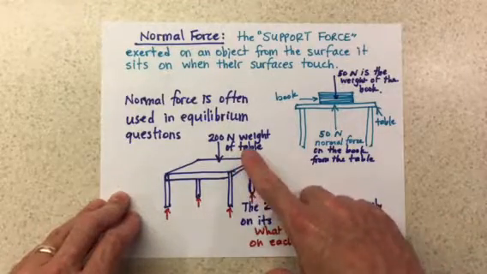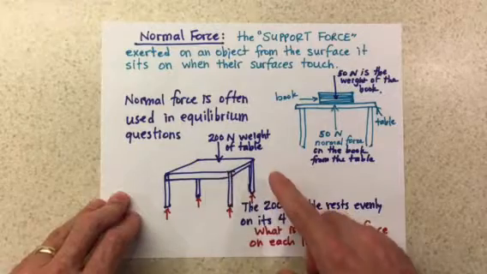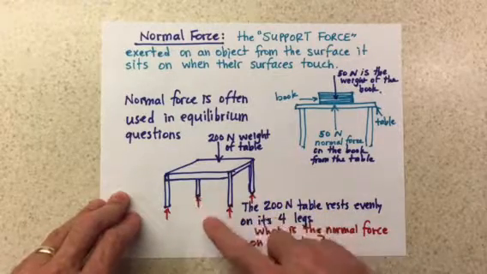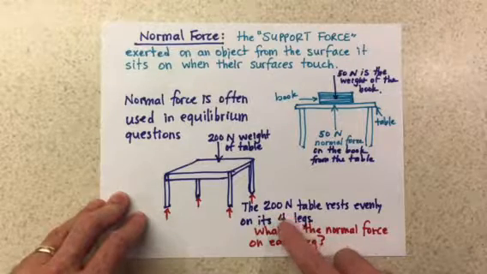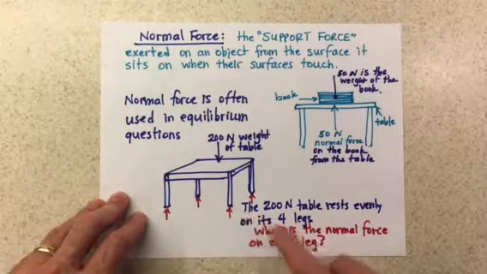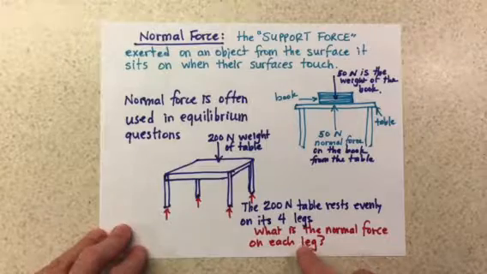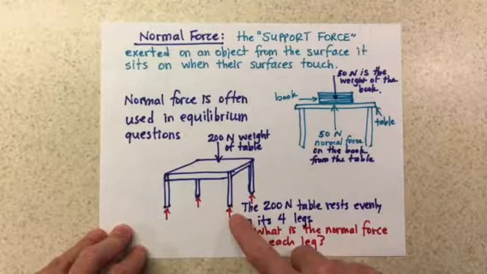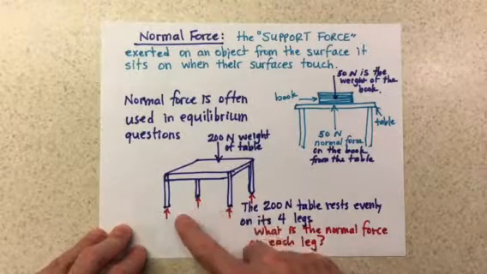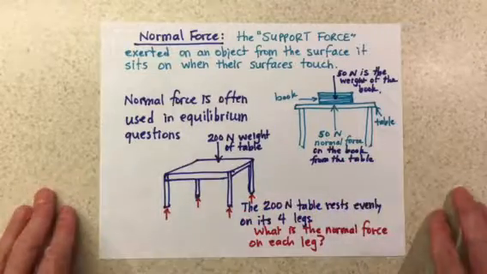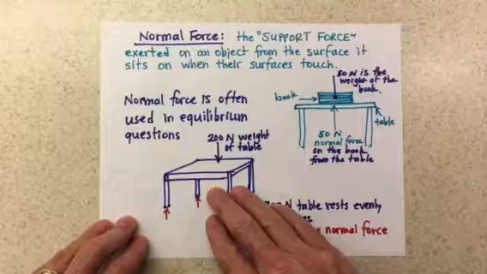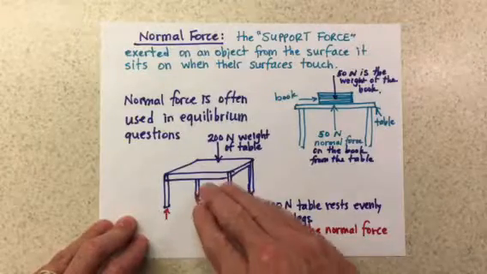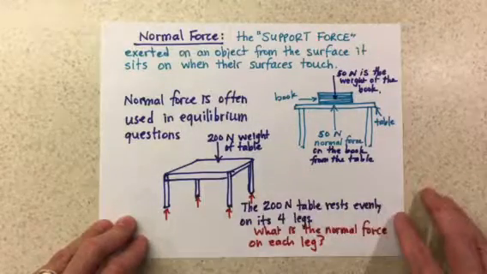200 newtons is the weight of this table, and I've shown you the table with its four legs, and I'm telling you that the 200 newton table rests evenly on its four legs. So then I'm asking you, what is the normal force on each leg? So let's start at it this way. What does the normal force on the whole table have to be? From the floor to the table, what does the whole normal force have to be?